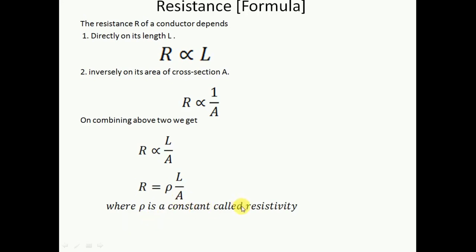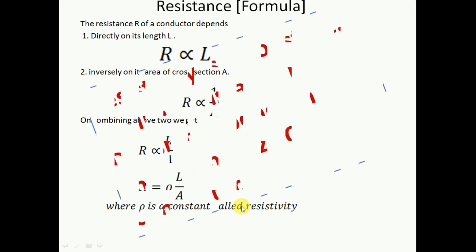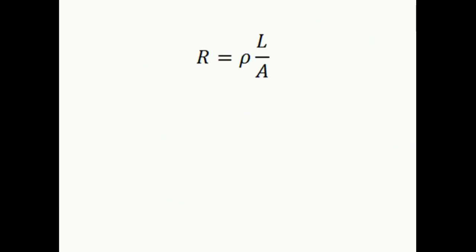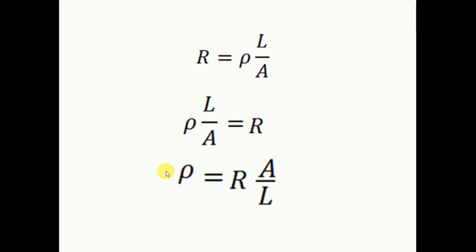And this resistivity is a constant and it never changes. As I've said, resistance may change, but the resistivity of a material never changes. Let's take the formula again: resistance is equal to rho L by A. If I flip the equation, I can write rho L by A is equal to R. If you take this L and A to this side, this is the formula for resistivity: resistivity rho is equal to R A divided by L.